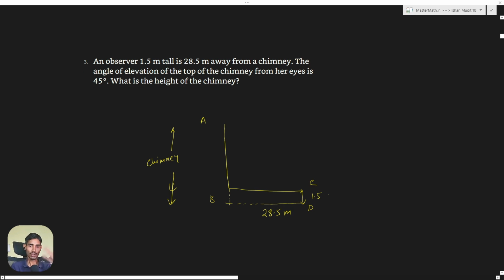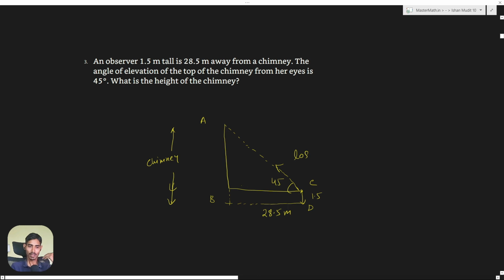So the person, the boy, 1.5 meters tall, is away from the chimney AB by 28.5 meters. And the angle of elevation of the top of the chimney from his eyes is 45. So eyes is C to A, right? This is the line of sight, C to A. And the horizontal axis is this. So this is 45.